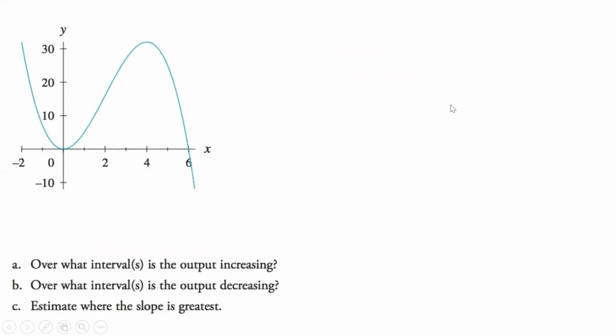All right. So over what intervals is the output increasing? Okay, well, that means we have an upward slope. So it looks like it's going to be increasing from about here to about here. So it looks like from about 0 up through maybe 4. So I would say 0 less than x less than 4.